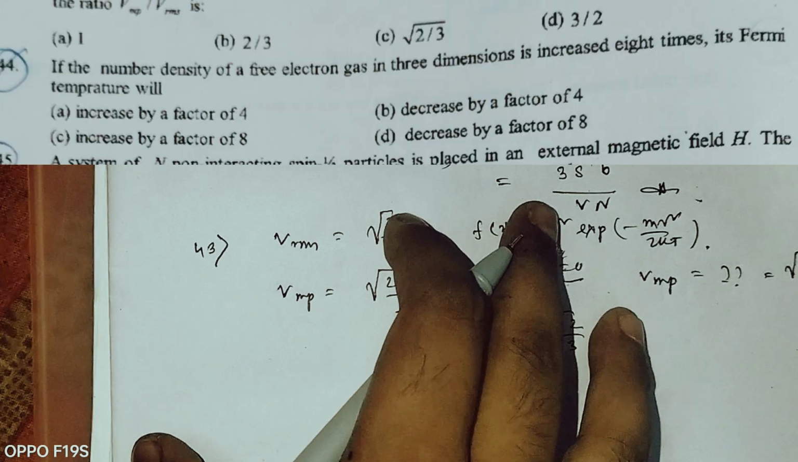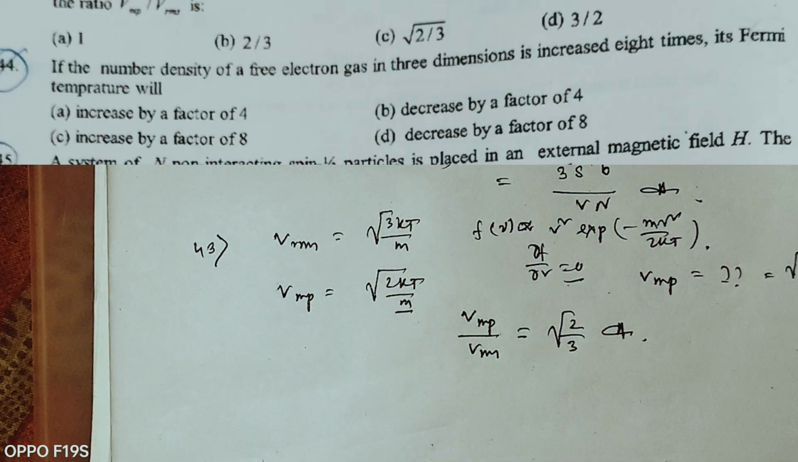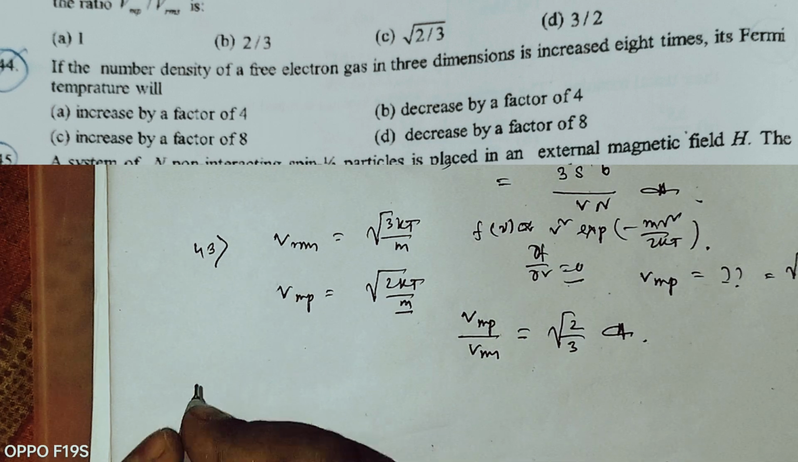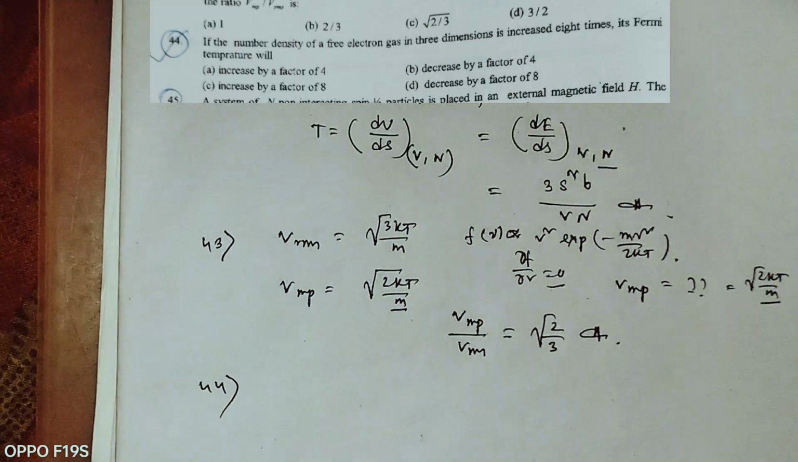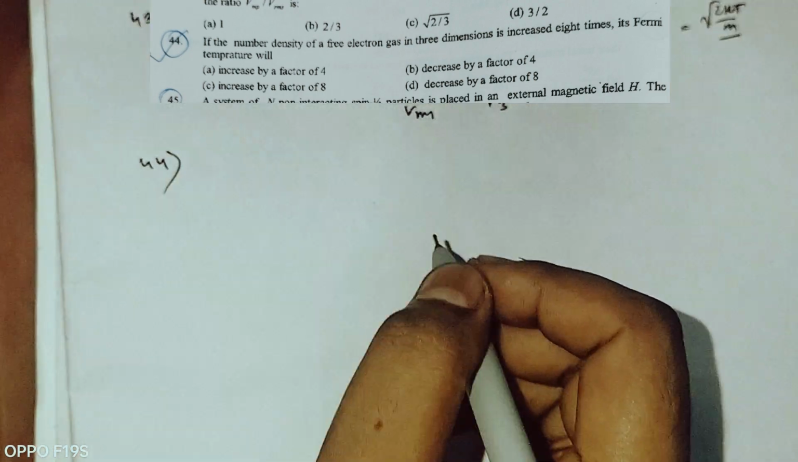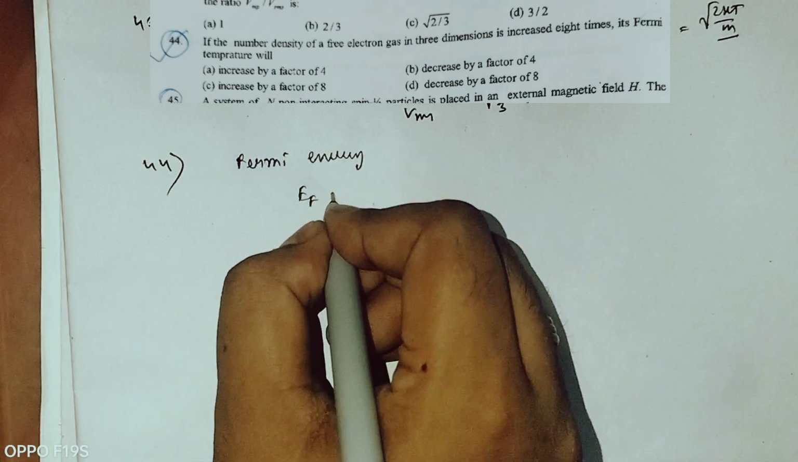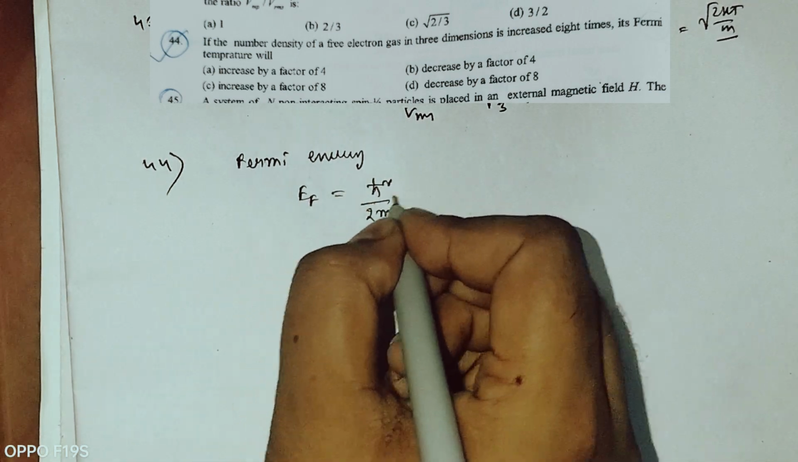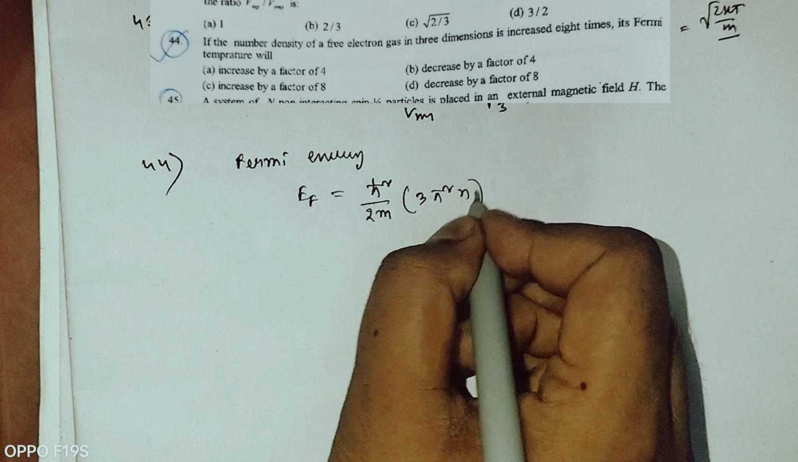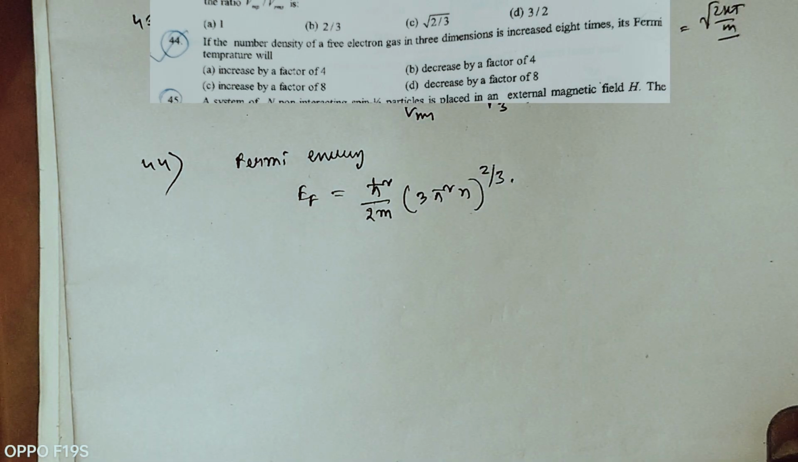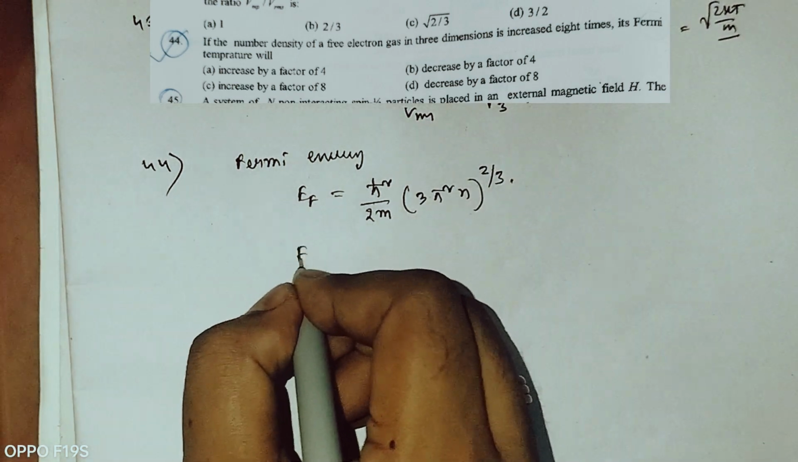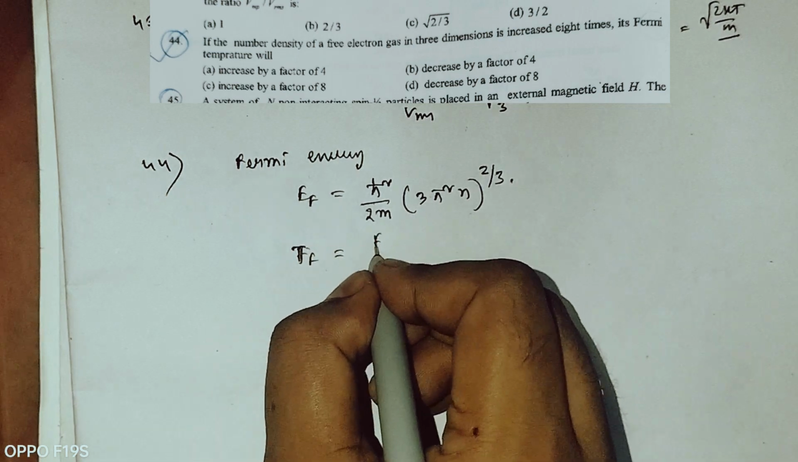Okay, next question. It is given that if the number density of a free electron gas in 3 dimensions is increased 8 times, its Fermi temperature will be. Okay, so this question is coming from the Fermi gas chapter, statistics. I think you know Fermi energy, E_F equal to h cut squared by 2m into 3 pi squared n whole to the power 2 by 3. And also you know T_F, I mean Fermi temperature, E_F by k_B.